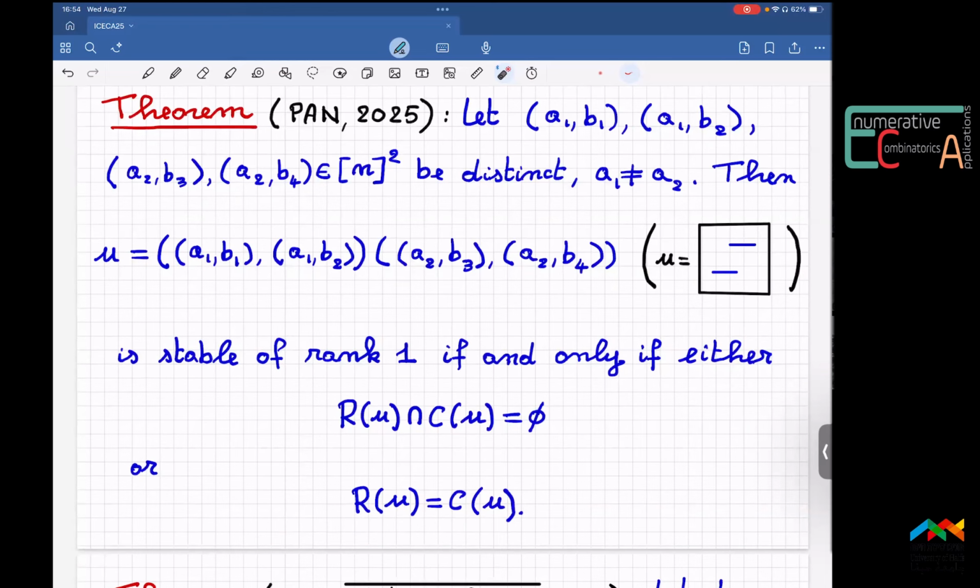So two horizontal transpositions in different rows, and we conjectured that it's stable of rank 1 if and only if this happens, and this Chinese mathematician recently proved this. So it's stable of rank 1 if and only if R of u intersection C of u is empty, or R of u equals C of u.